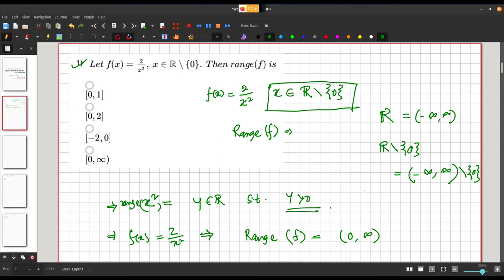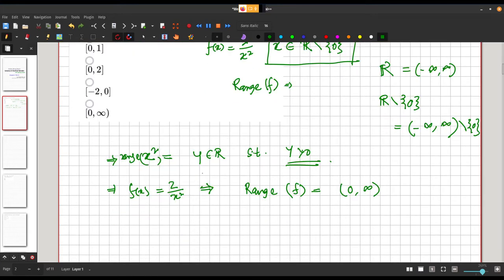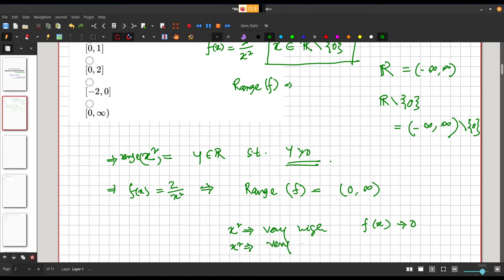So I am getting this range by considering that when x square is very high, or it is going to infinity, the function f(x) will go to 0, and when x square is very small, which is very close to 0, then f(x) will actually tend to infinity. So this is the range of the given function.